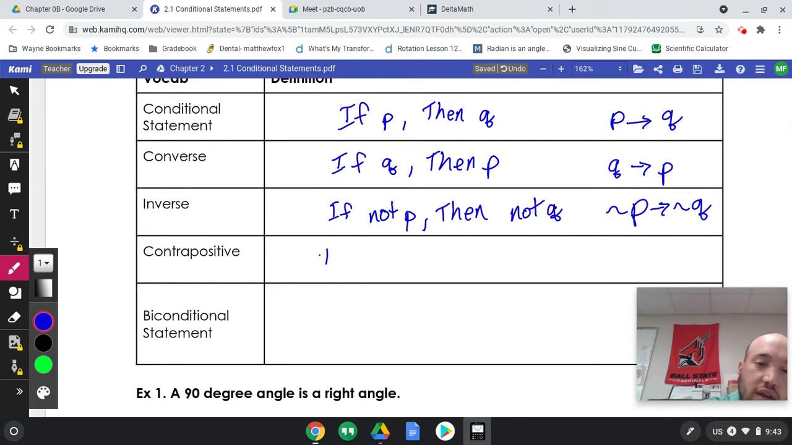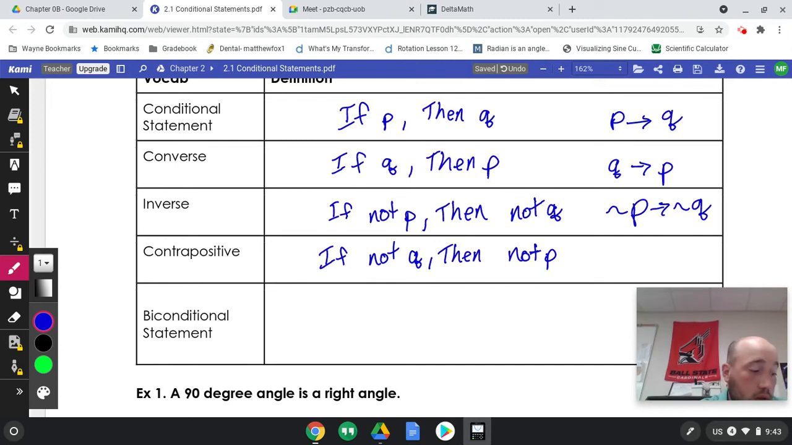So if not Q, then not P. So negate Q implies negate P. And our biconditional statement, we'll actually talk about that tomorrow. Today we're not going to get to that.